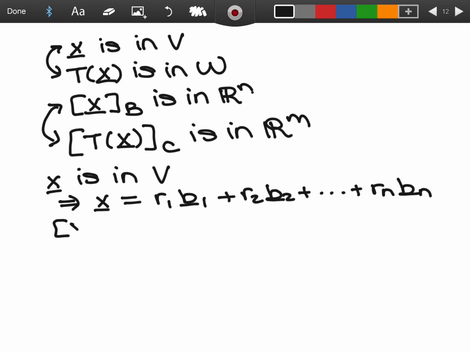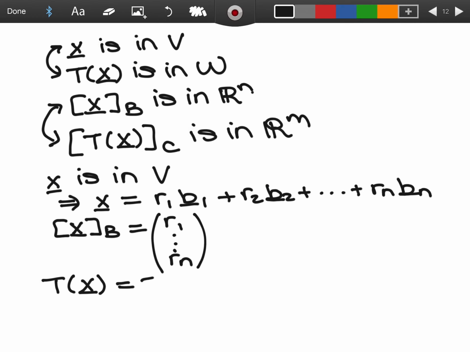That means that my B coordinate vector for X is just the coefficients of those B's, R1 through Rn. So I now have a vector for X with respect to B. Now let's look at T of X.